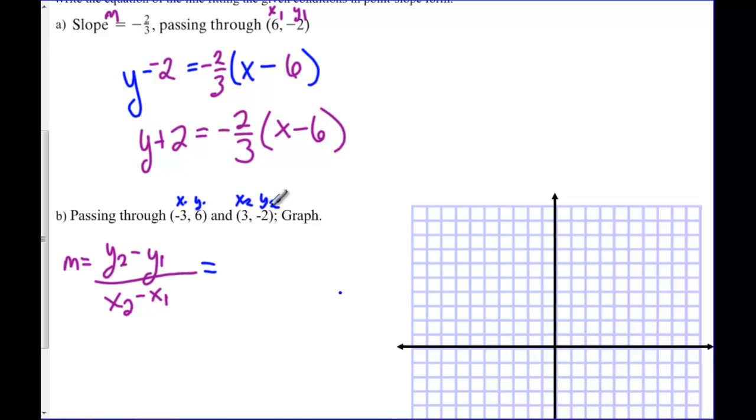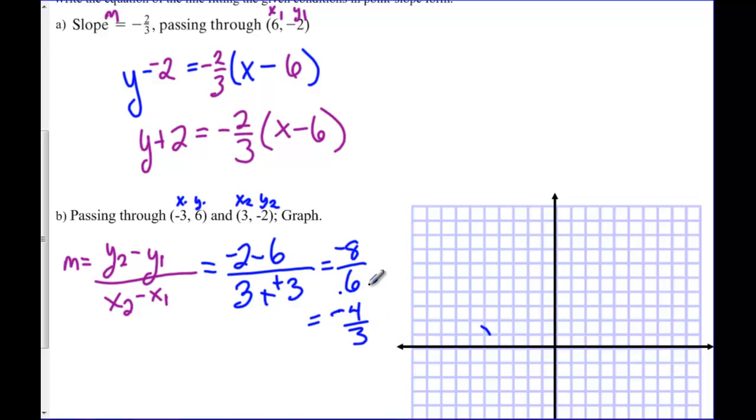So for our slope, our y2 is negative 2 minus the y1 is 6, over x2 is 3 minus x1 is negative 3. So that minus a negative, of course, is going to turn into a plus. So negative 2 minus 6 gives us what? Negative 8. And then 3 plus 3 is going to give us a 6. And this reduces. So let's see. We're going to reduce down to what? Negative 4/3? By the way, I typically write my negative on top, mostly so it doesn't get lost in the fraction bar. But it doesn't matter. It's the same as if I put it in front.